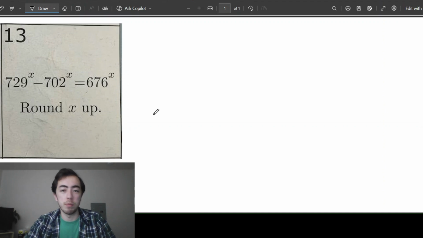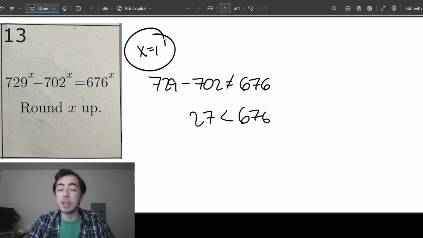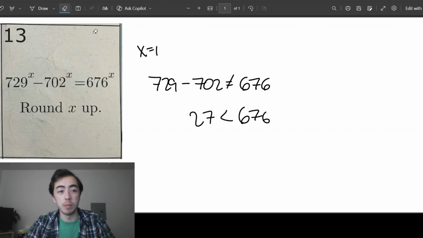We could see this by, say, plugging in x equals 1 just to test something out. 729 to the power of 1 is just 729. Same thing with 702 and 676. As we can see, these are not equal to each other. And in fact, 676 is much greater than 27. So for the time being, when x is small, the right side is going to be larger.